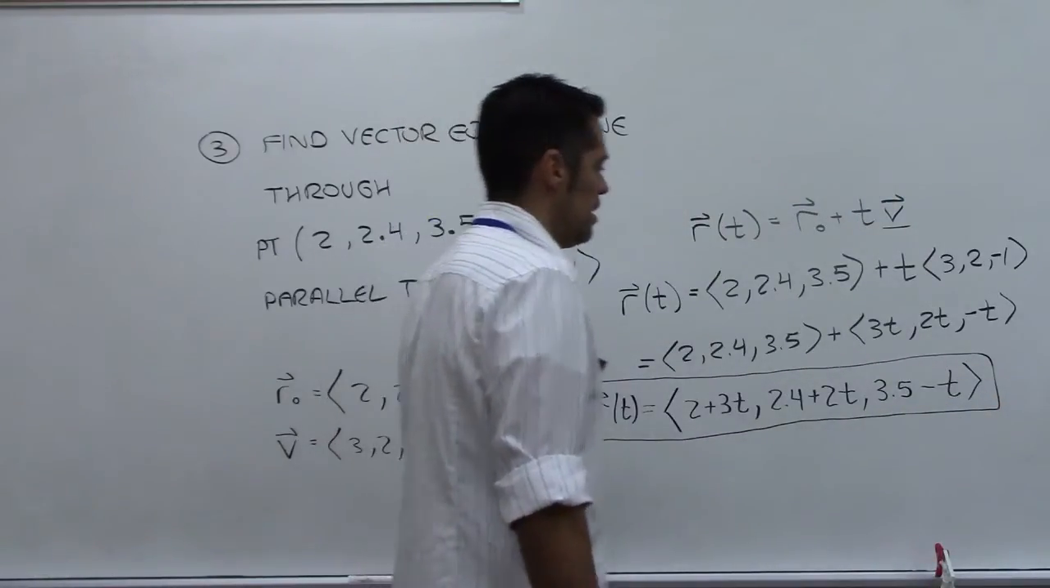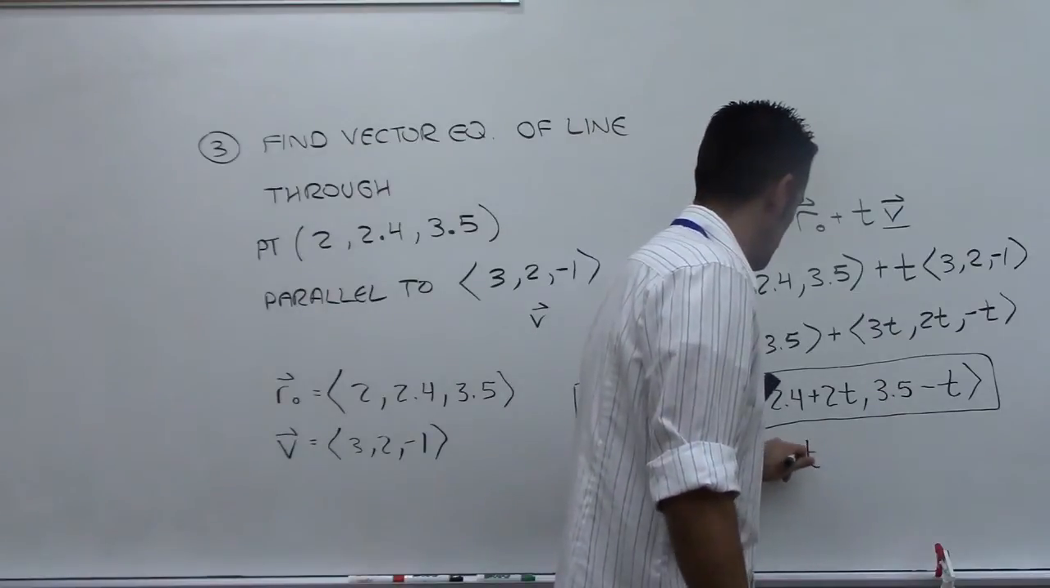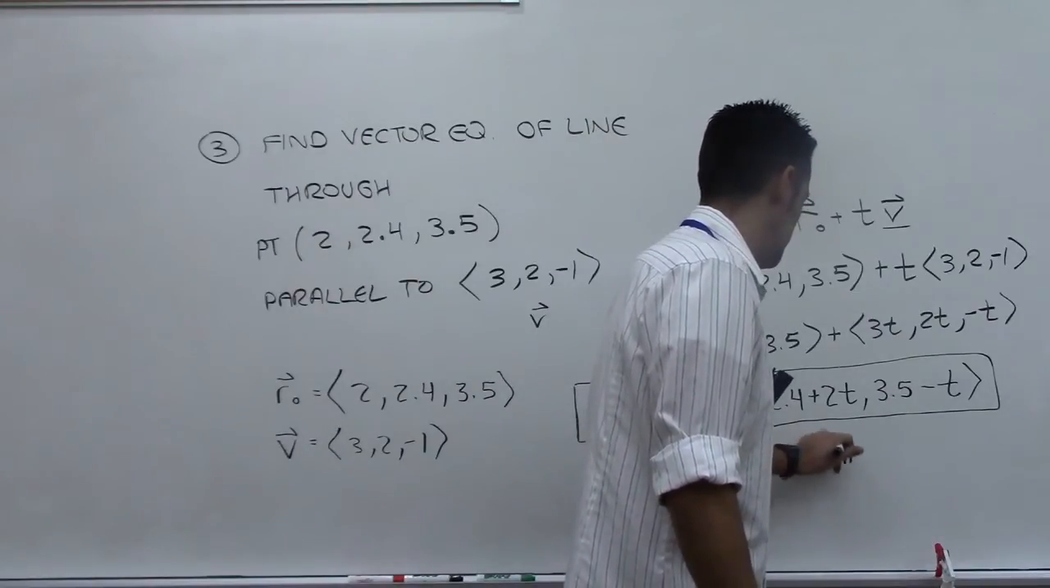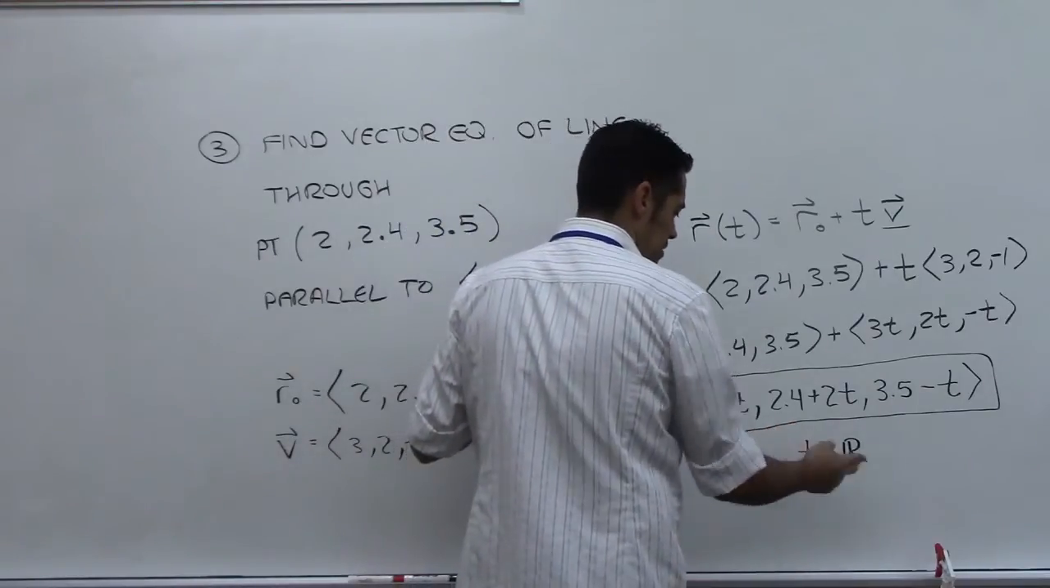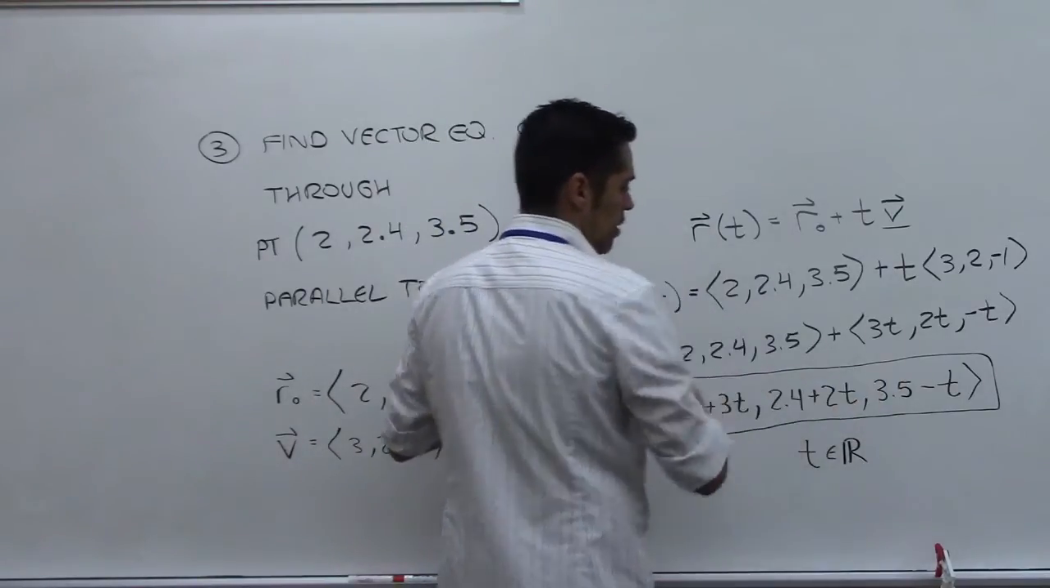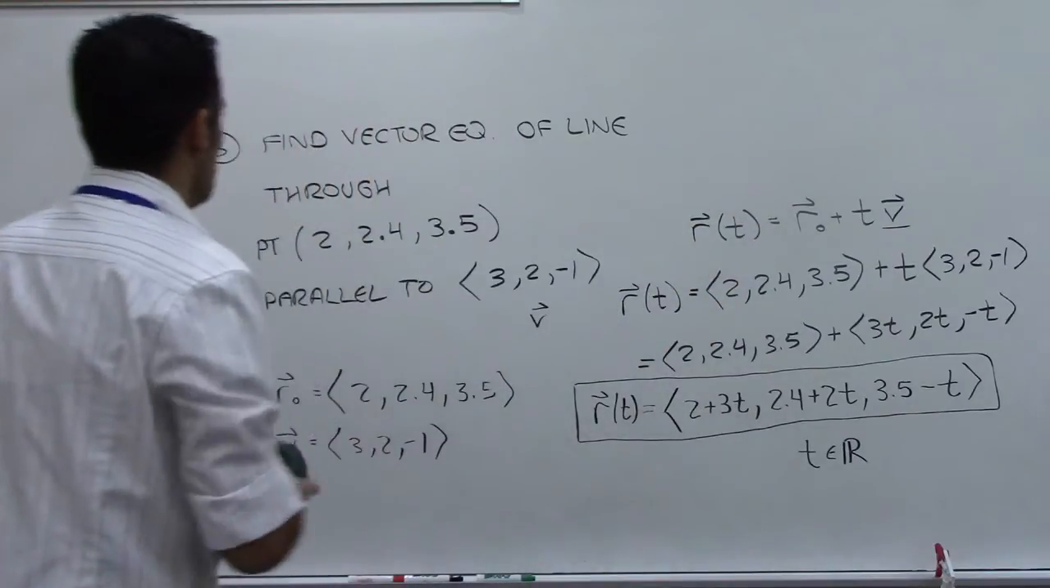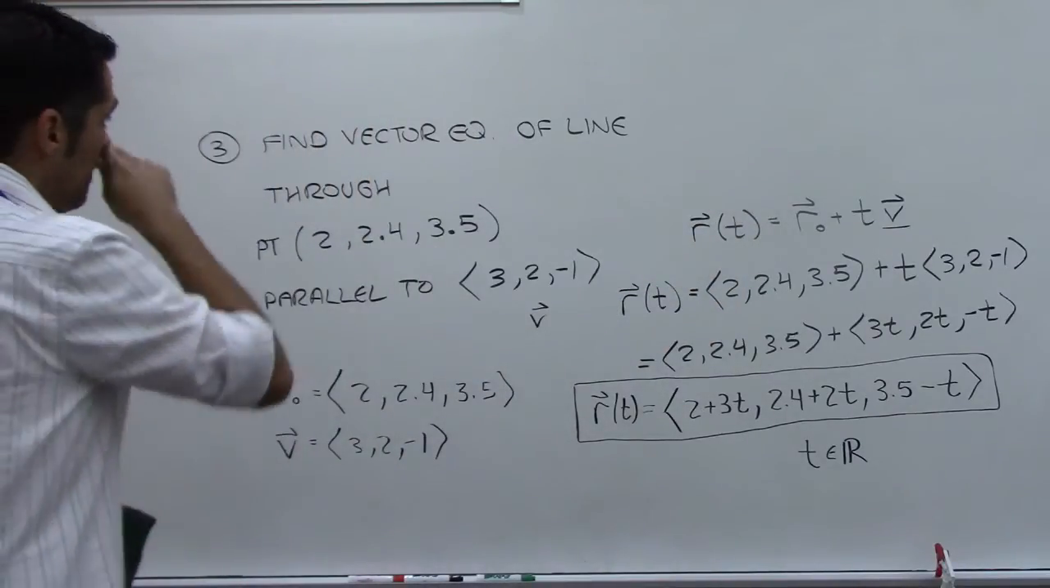Of course, t here is an element of the real numbers, which means that if we start plugging in all the different values of t in here, we will draw the line. Now, that's the vector equation of the line.